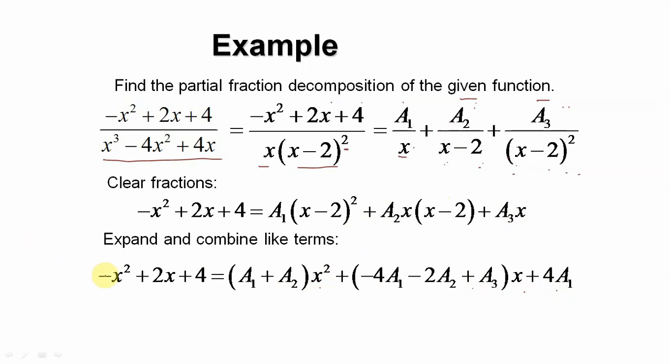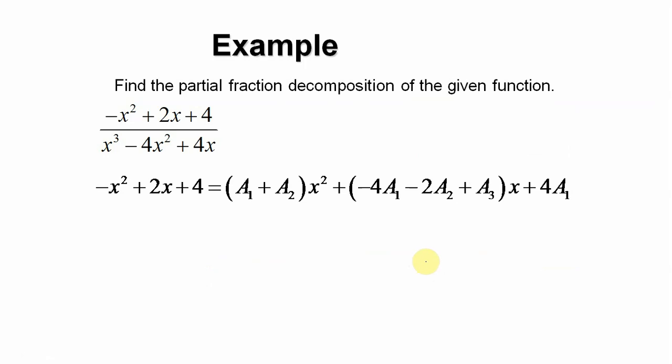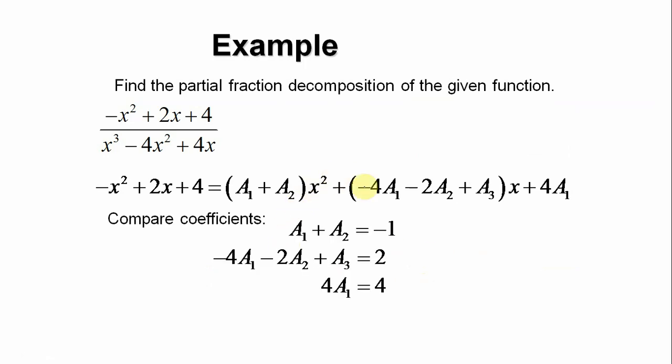Now you see, on the left hand side I have terms containing x square, and on this side also I have terms containing x square. Here again I have a term which has only x, and once again here also I have terms in x, and the constant term. So I'll equate the terms and compare the coefficients. So I'll get these three equations.